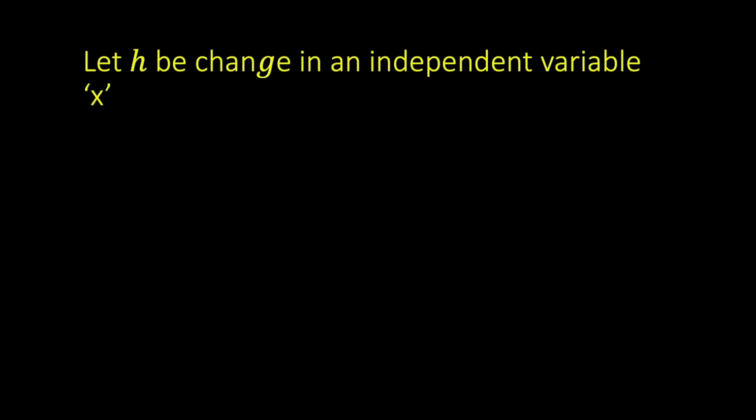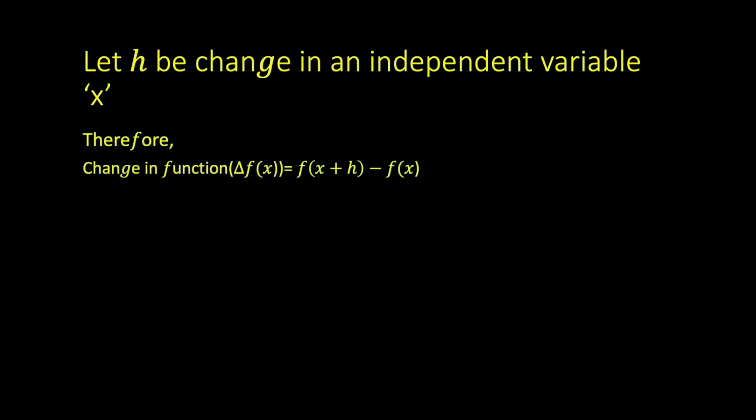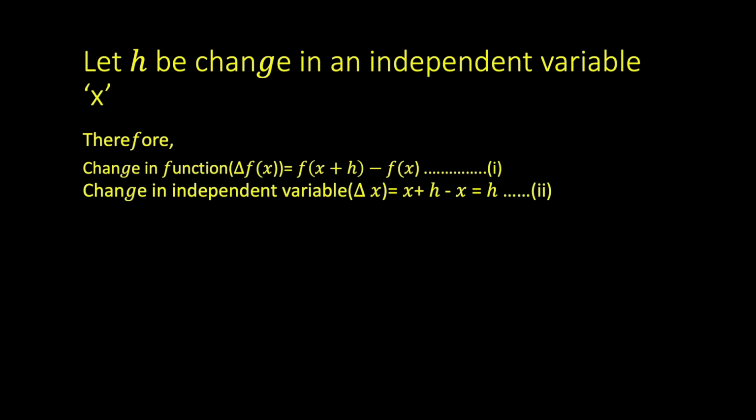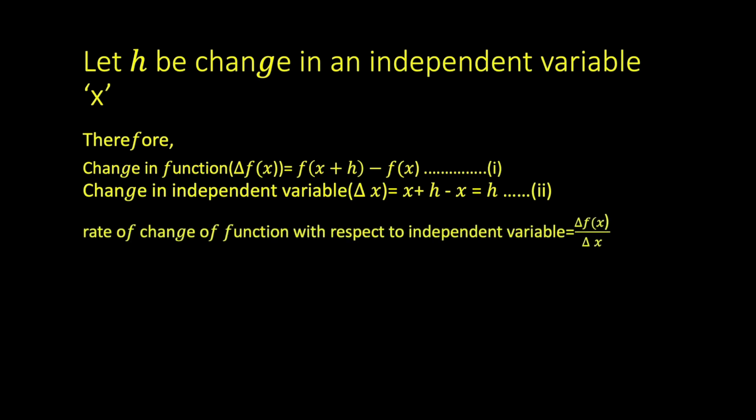Let's get an expression for the derivative. Let h be a small change in the independent variable. Since a function is a dependent variable, change in function will be defined as f of x plus h minus f of x, which will be our first equation. Then again, change in independent variable will be h, of course. So the rate of change of function with respect to the independent variable will be change in function by change in independent variable x, which will give us an expression f of x plus h minus f of x divided by h.